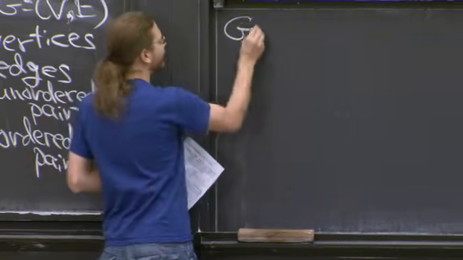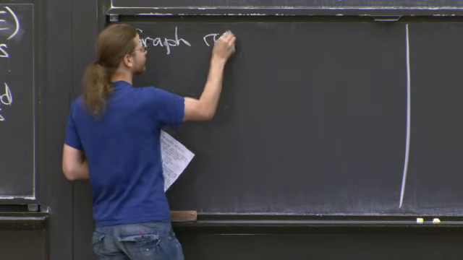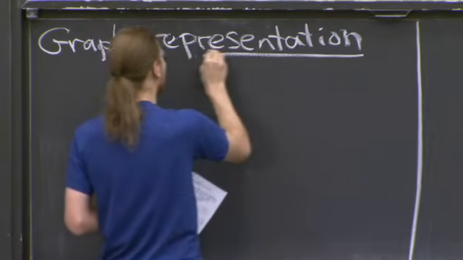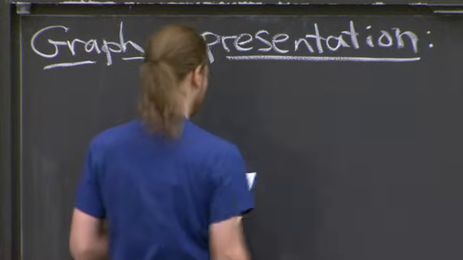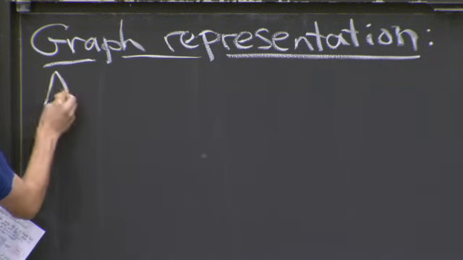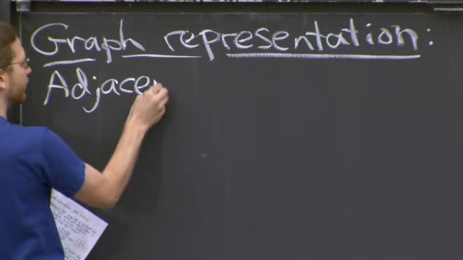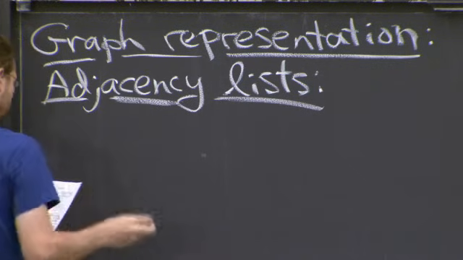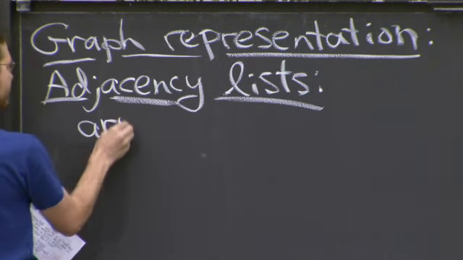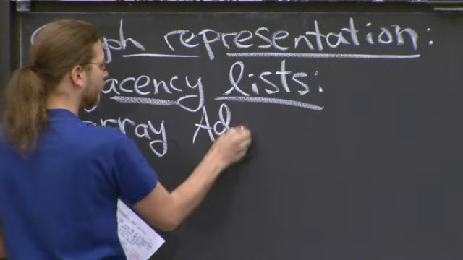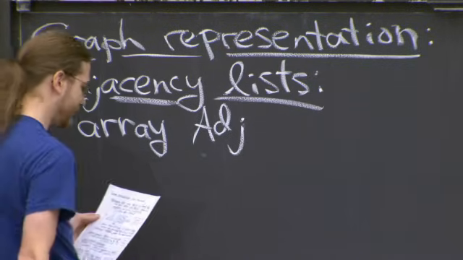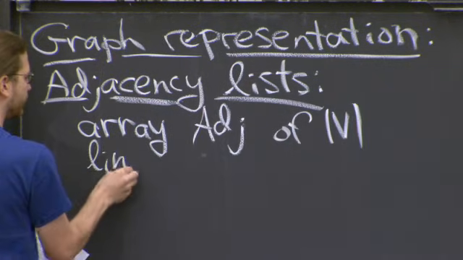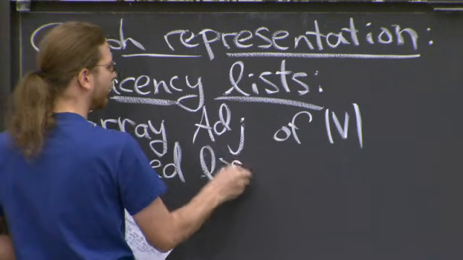OK, let's talk about graph representation. Before we can talk about exploring a graph, we need to know what we're given as input. And there's basically one standard representation and a bunch of variations of it. And they're called adjacency lists. So the idea with an adjacency list is you have an array called ADJ for adjacency of size V. Each element in the array is a pointer to a linked list.